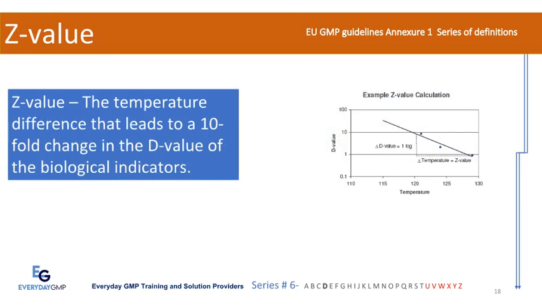Z value: the temperature difference that leads to a 10-fold change in the D value of the biological indicators. Z value is a thermal destruction value. A Z value is defined as the number of degrees, Celsius or Fahrenheit, required to change a D value by 10 folds. In the practical sense, it is a measure of how susceptible a spore population is to changes in temperature.